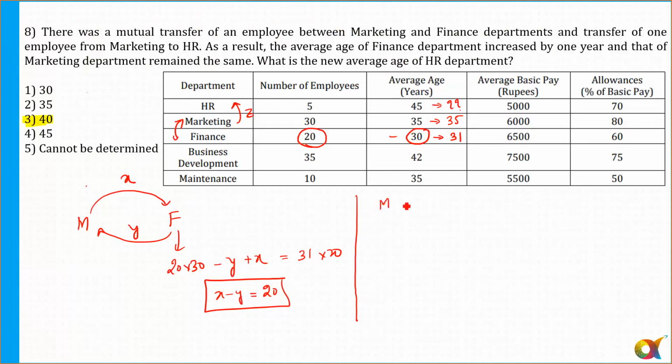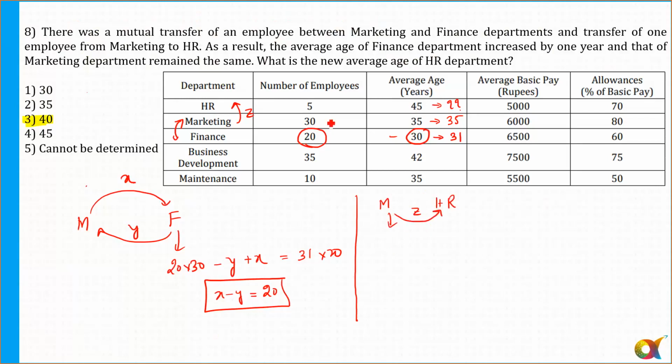So now we know that there is marketing, and a person shifted from marketing to HR. Let's say this person is Z. But the average of marketing is still the same. It is not getting changed. Okay. So the average of marketing, I know overall. So what is the original?